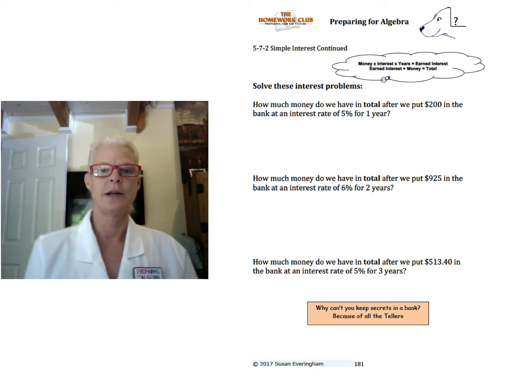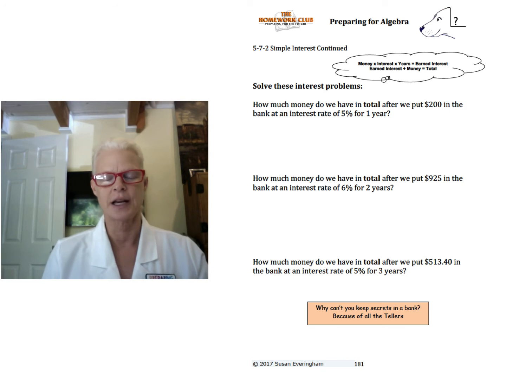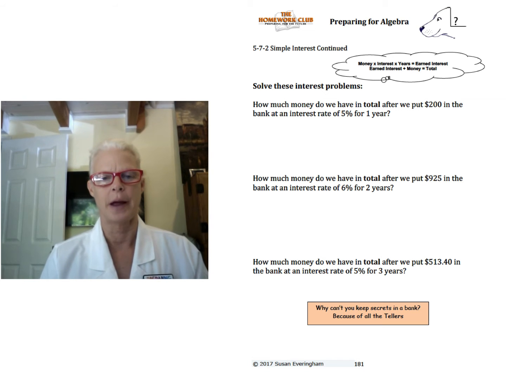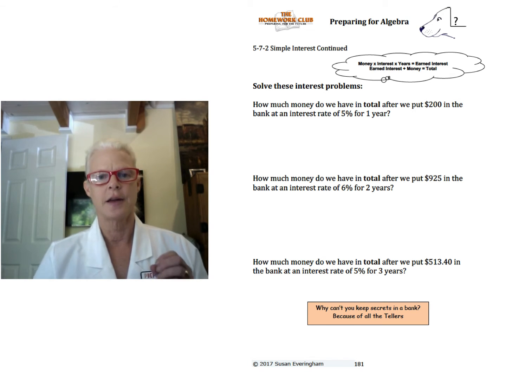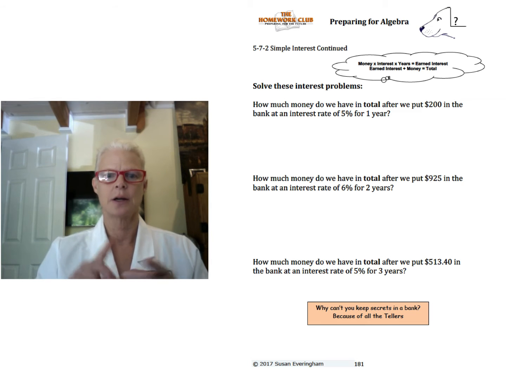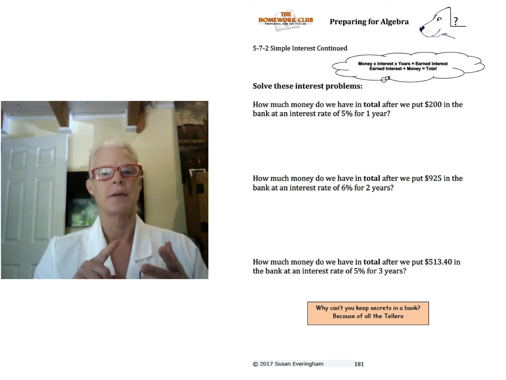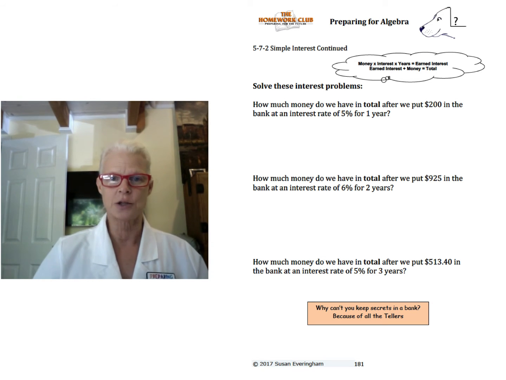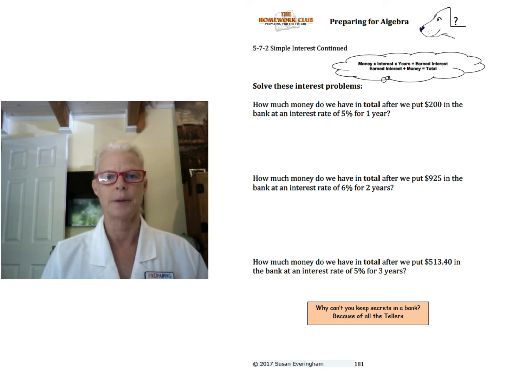Page 181, and this is another way of looking at simple interest, as gaining money. So if we put $200 in the bank at 5% for 1 year, the equation you set up is 200 times 0.05, which is 5%, times the number of years, in this case 1. 200 times 0.05 is $10. So if we had that money in the bank for 2 years, it would be $20. So you kind of get the simple interest. There's no compounding, and we'll get into some of this later on. Go ahead and do these few problems, and we'll see you on page 183.